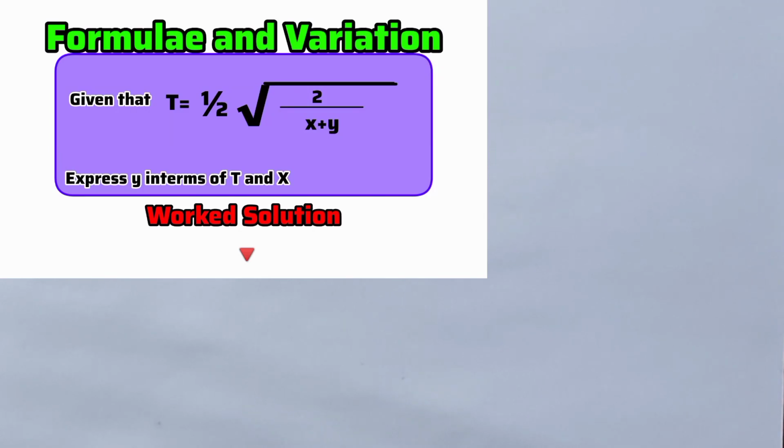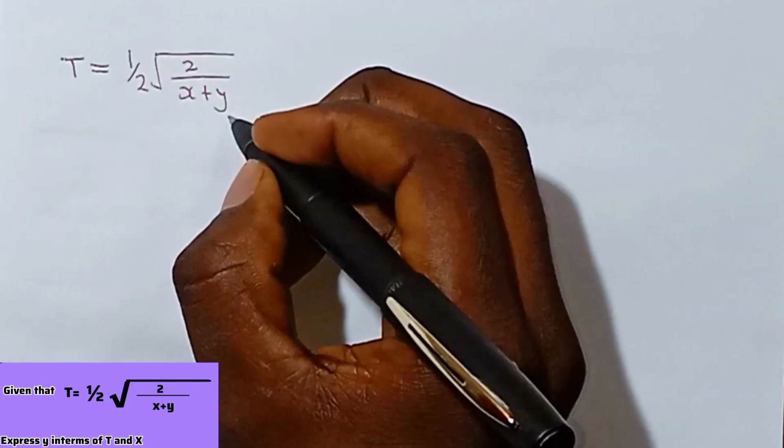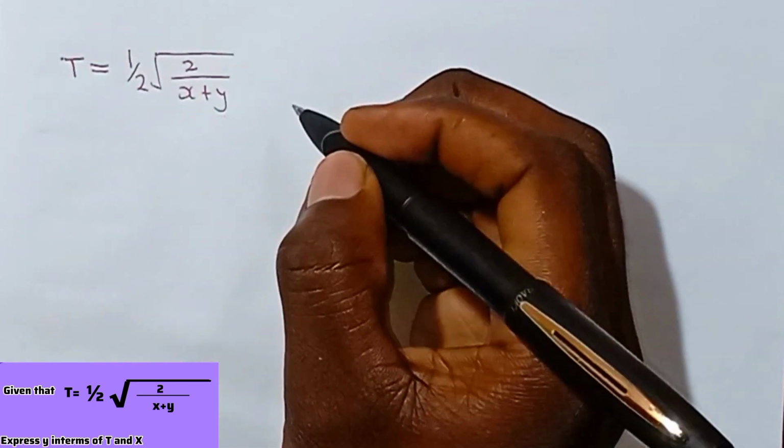Hello guys, welcome back. So the question today is asking us, given that t is equal to root 2 all over x plus y, express y in terms of t and x. So basically what it is saying is for y to be the subject of the formula.